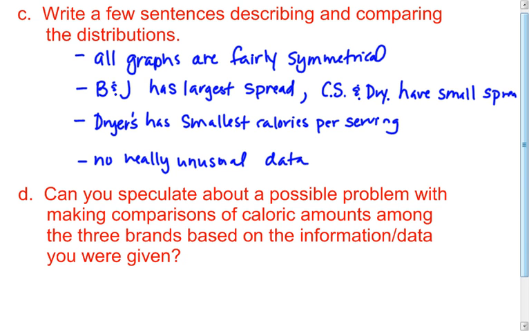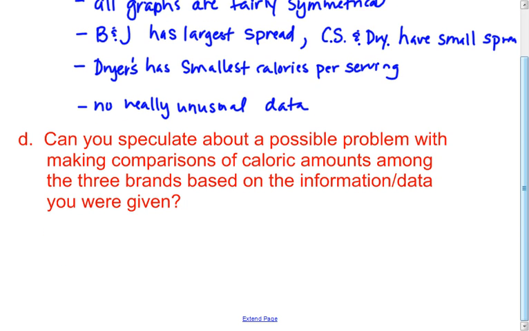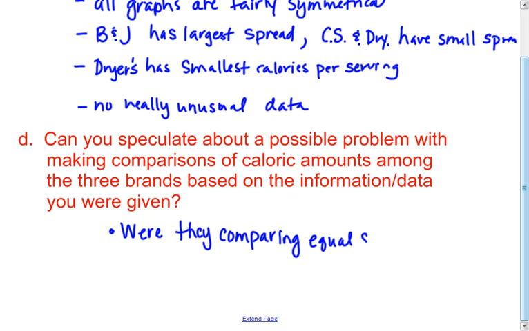Okay, can you speculate about a possible problem with making comparisons of caloric amounts among the 3 brands based on the information or data that you were given? First of all, some things that I see as a problem. Were they comparing equal serving sizes? I don't know. It doesn't say that they compared equal serving sizes. Maybe they took a half a cup at one place and estimated the caloric intake, and maybe they took 2/3 of a cup at another place. We don't know. So the question is, were they comparing equal serving sizes? I don't know.